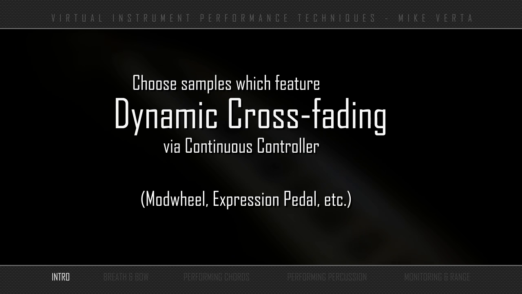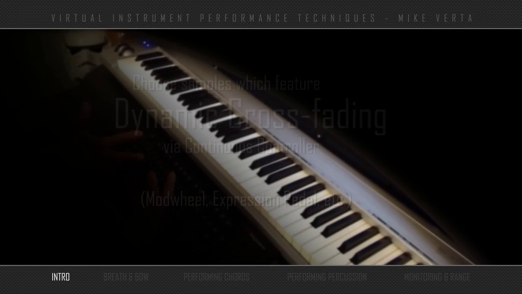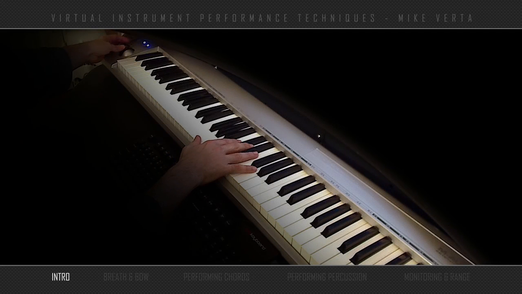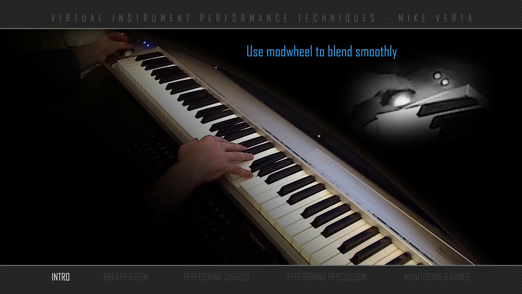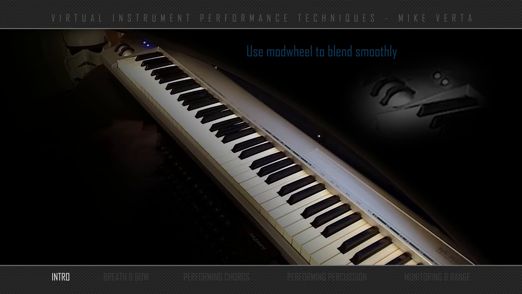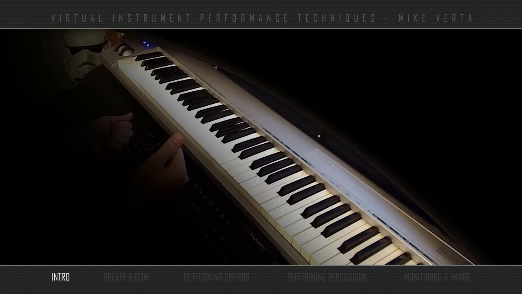modulation wheel. And what this means is they've taken an instrument like, say, a French horn, and they've recorded it at different dynamic markings, at piano, say, and at mezzo forte, and at forte, and then using the mod wheel, you can blend smoothly between the different samples. And this is an absolutely critical feature to have in order to get a realistic performance.